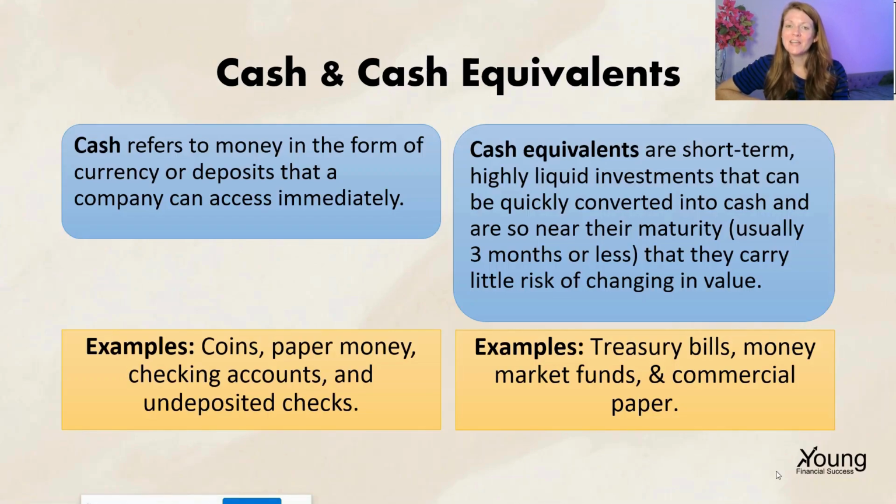So we see cash and cash equivalents show up on the balance sheet. What is that talking about exactly? So cash is pretty easy. It refers to money in the form of currency or deposits that a company can access immediately. So examples of that are coins, paper money, of course, but also checking accounts and undeposited checks. All of that you'll see listed out under cash on the balance sheet. So when we talk about cash, it's not just what's in the register, but it is also what is in the bank that you can get out immediately and undeposited checks.